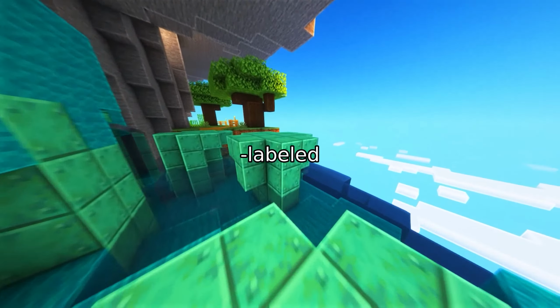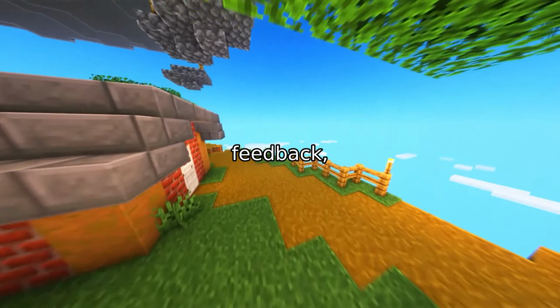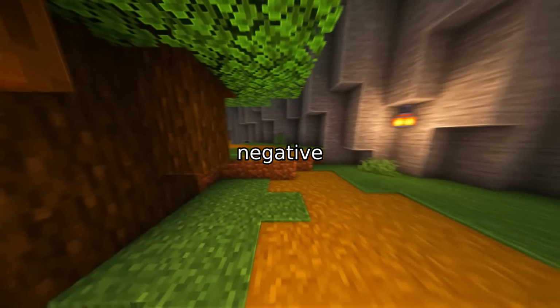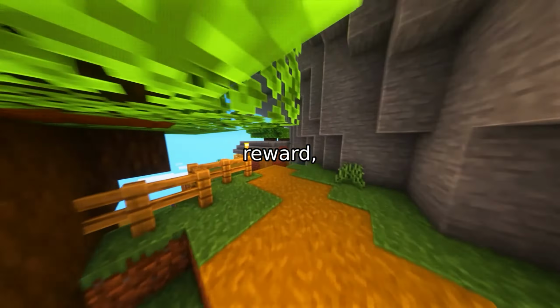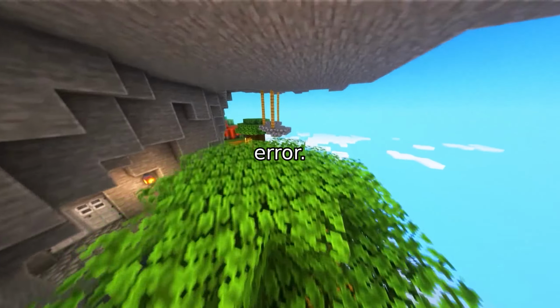Instead of relying on pre-labeled data, it uses reinforcement learning, a method where the AI experiments, receives feedback, and iteratively improves. Imagine training a robot to walk. It stumbles, gets a negative reward, adjusts its gait, and tries again. Pose-RFT applies this principle to 3D poses, letting the model explore possibilities and refine its output through trial and error.